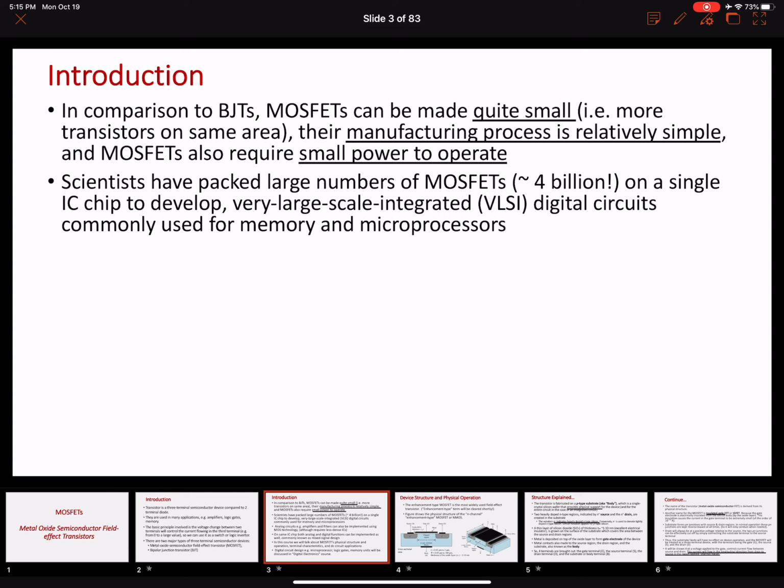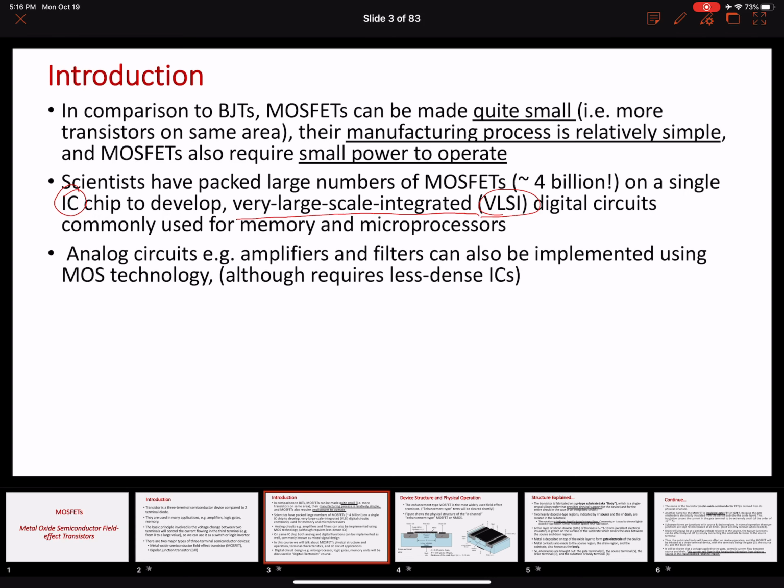Here's just an example: scientists have packed more than billions, like 4 billion transistors on a single IC chip. IC is integrated circuit, if you don't know. And when we pack a lot of these ICs on a single chip, we like to call this VLSI digital circuits, which means very large scale integrated circuits. And we develop them for microprocessors and memory units.